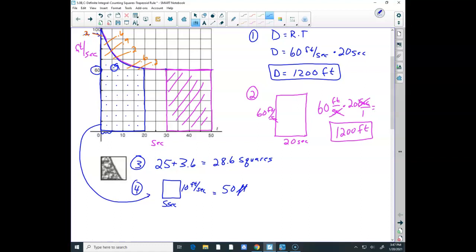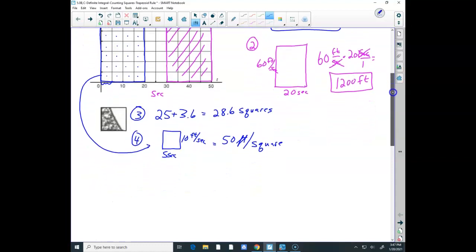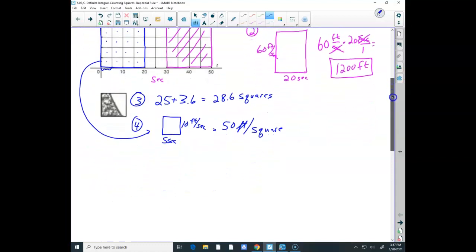And it's 50 feet per square. This is kind of the neat thing with units. So I have 50 feet per square. Okay, so if each square is 50 feet, and they want me to estimate with squares how far you traveled, well, I'm just going to be taking my 28.6 squares times my 50 feet per square.